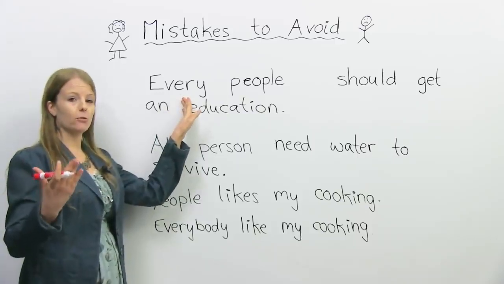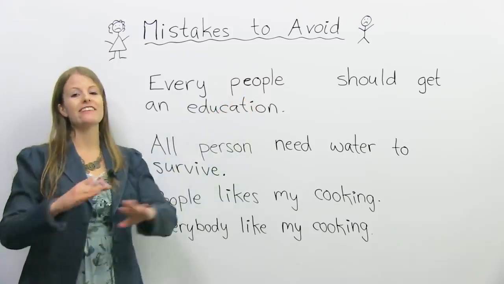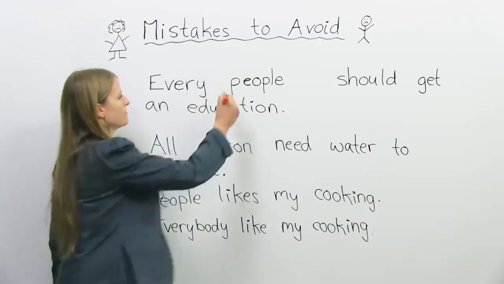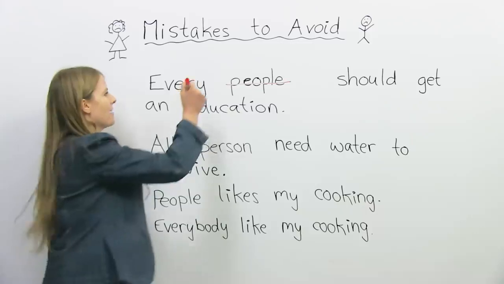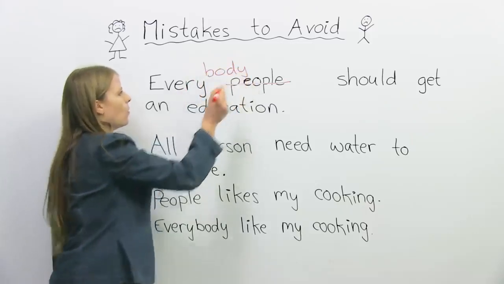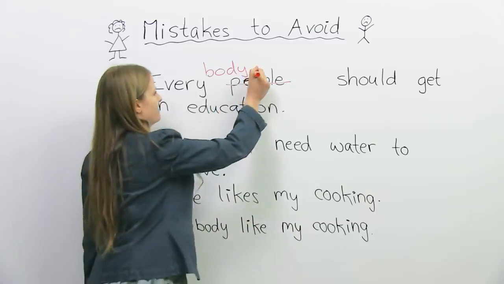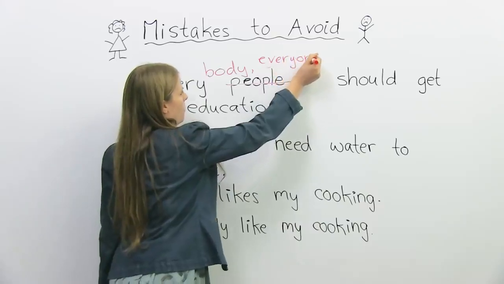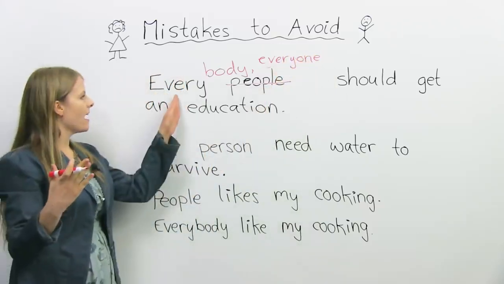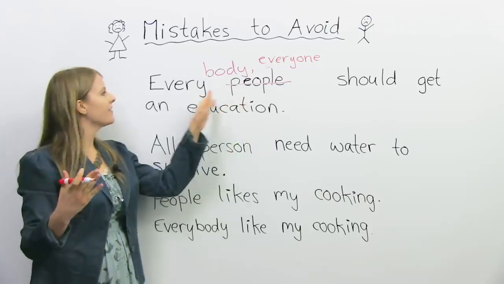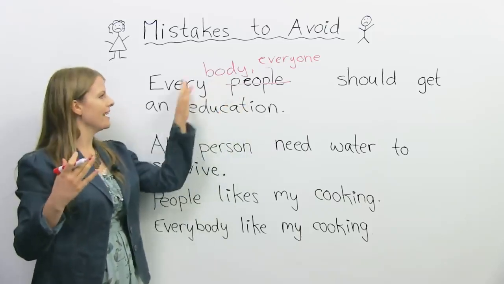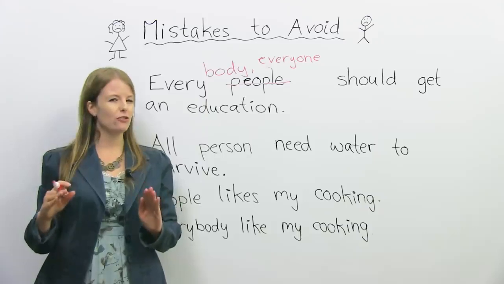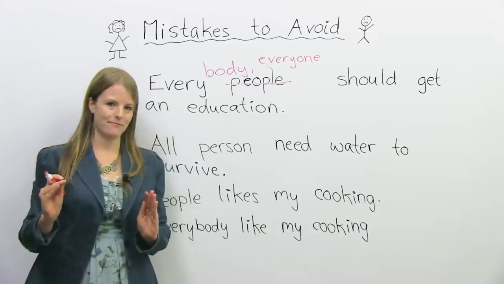The issue here is with the words every and people. These words don't go together, okay? What we could say instead of every people, we can use the word everybody. Or we can also use the word everyone. So we can say, right, this is a bit better, everyone. Or every person, okay? So every should go with a singular, like everybody, everyone, every person should get an education. But we don't usually say every people, okay?